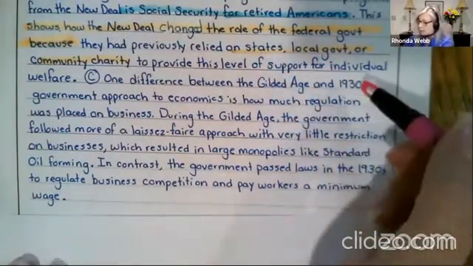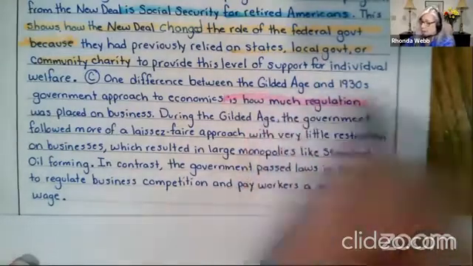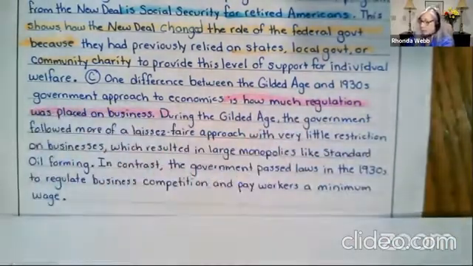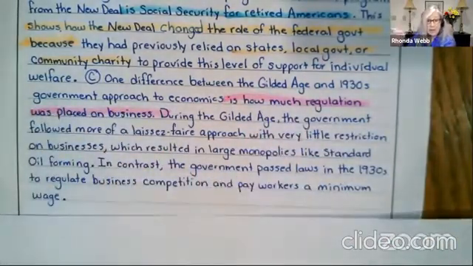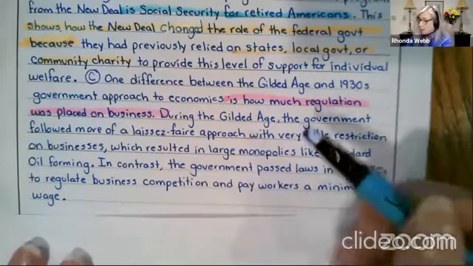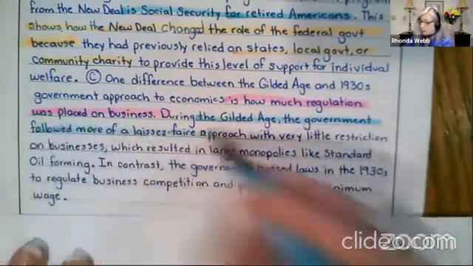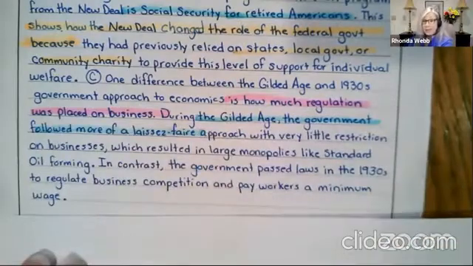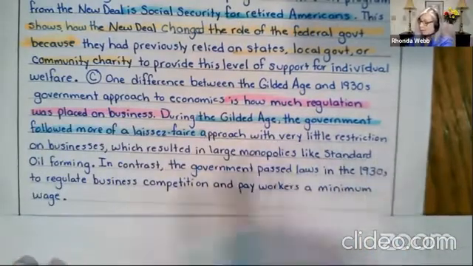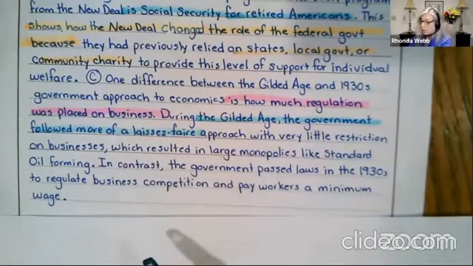One difference between the Gilded Age and the 1930s government approach to economics is how much regulation was placed on business. So now I've got to make this comparison. I've got to show evidence from the Gilded Age and evidence from the 1930s. So during the Gilded Age, the government followed more of a laissez-faire approach, but I've got to define that with very little restriction on business, which resulted in large monopolies like Standard Oil.